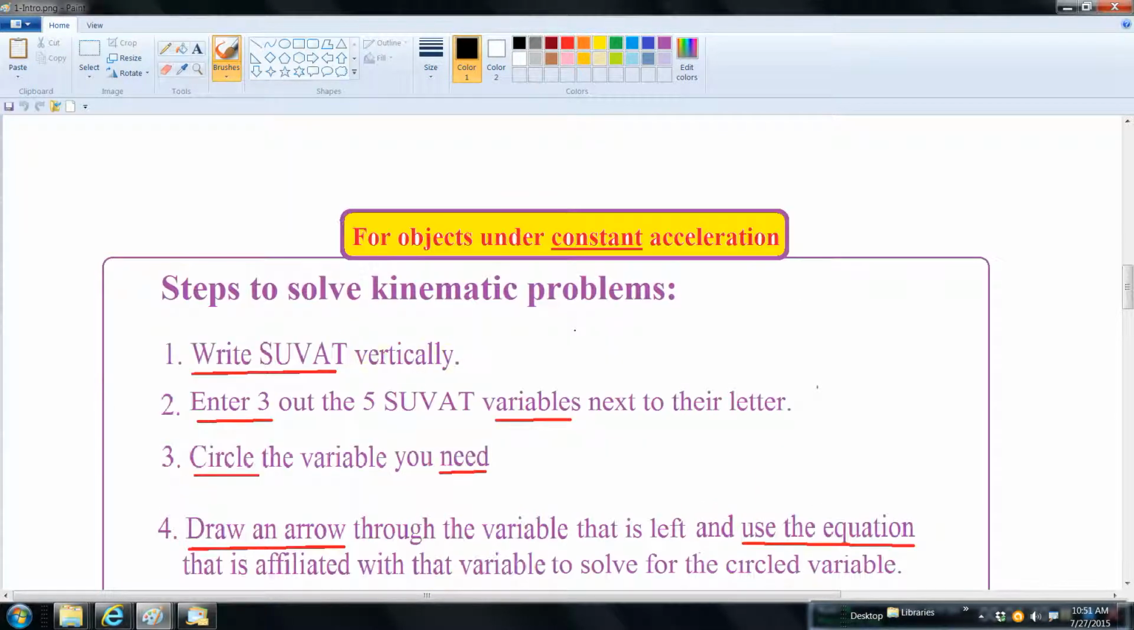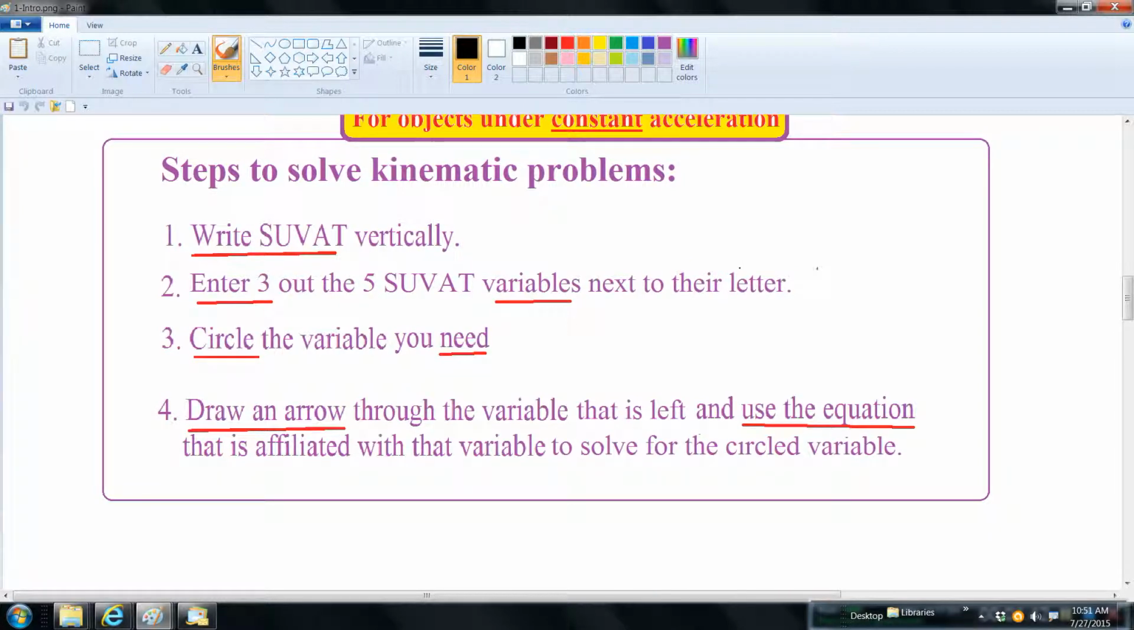Just to review the steps before we get into these few problems here. It's a 4-step method. 1, you write the Suvat vertically. 2, enter 3 out of the 5 variables next to their letter. 3, you circle the variable that you need. And 4, you draw an arrow through the variable that's left and use the equation that's affiliated with that variable to solve for the circled variable.